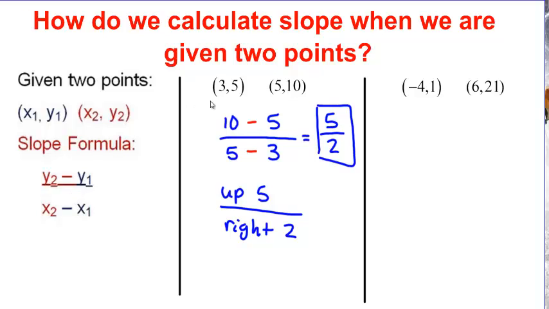If we apply that to our first situation, our second y value is 10 minus our first y value, which is 5, so 10 minus 5 gives us 5, and our second x value is 5 minus our first x value, which is 3. 5 minus 3 gives us 2, and we have a slope of 5 over 2. We cannot reduce that fraction any further, so we know we are as simplified as possible. That tells us that we move up 5 and right 2.